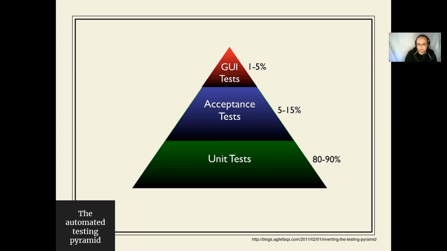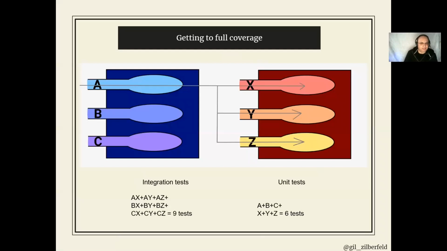But let's think about it mathematically first before we jump into reality. Here's an example. You have two components. Each has three methods: A, B, and C, and X, Y, and Z. A calls X, Y, Z, B calls X, Y, Z, and C calls X, Y, Z.